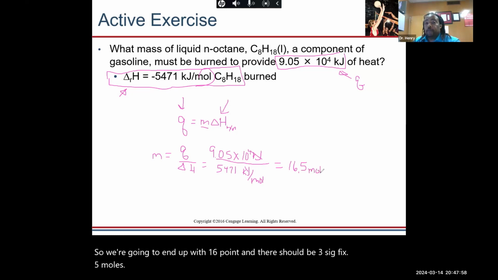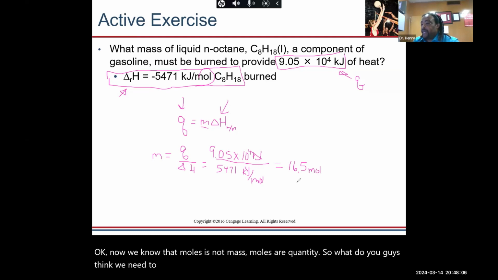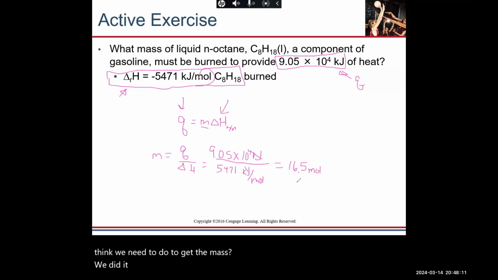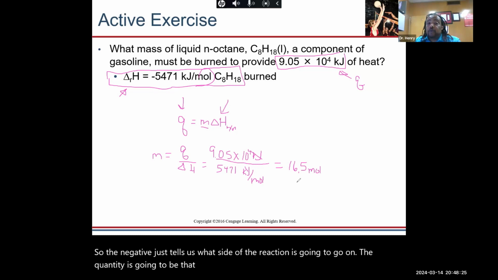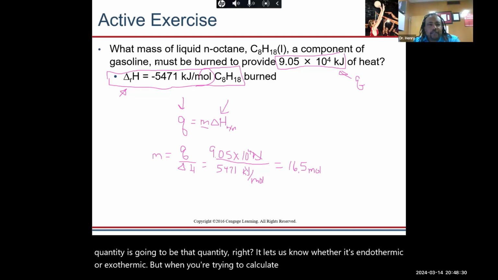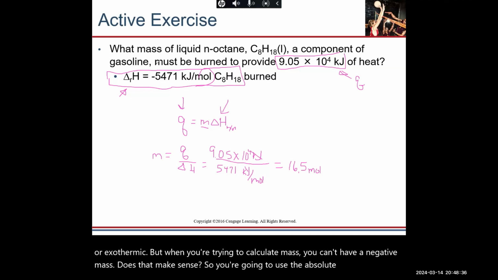Okay. Now we know that moles is not mass. Moles are quantity. So what do you guys think we need to do to get the mass? I have a question before that. Would the 5,471 still be negative or no? So the negative just tells us what side of the reaction it's going to go on. It lets us know whether it's endothermic or exothermic. But when you're trying to calculate mass, you can't have a negative mass. So you're going to use the absolute value. Okay. Good question.